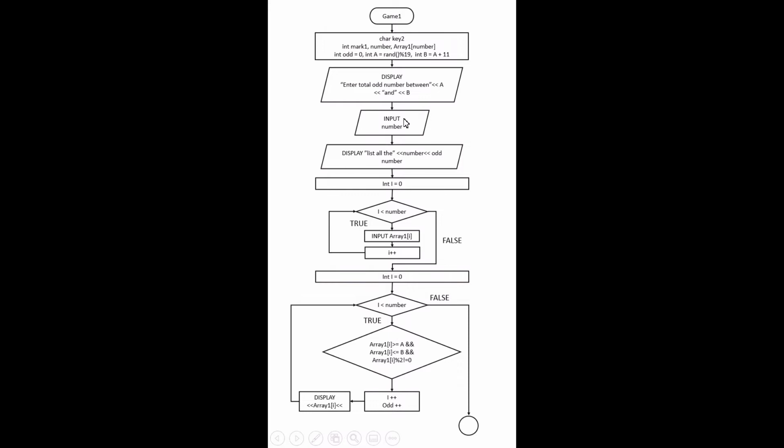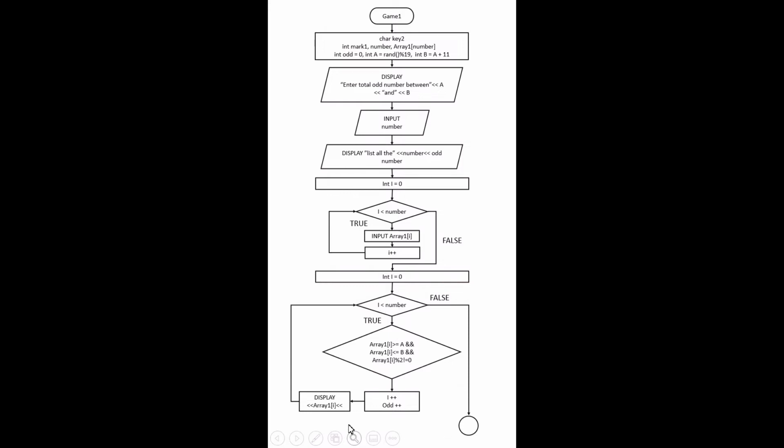So the user enters the total odd number. The number here is actually the size of the array. So list all the numbers. Like if you enter 6, then 6 odd numbers. Here is a loop, and the loop is to receive the values into the array.